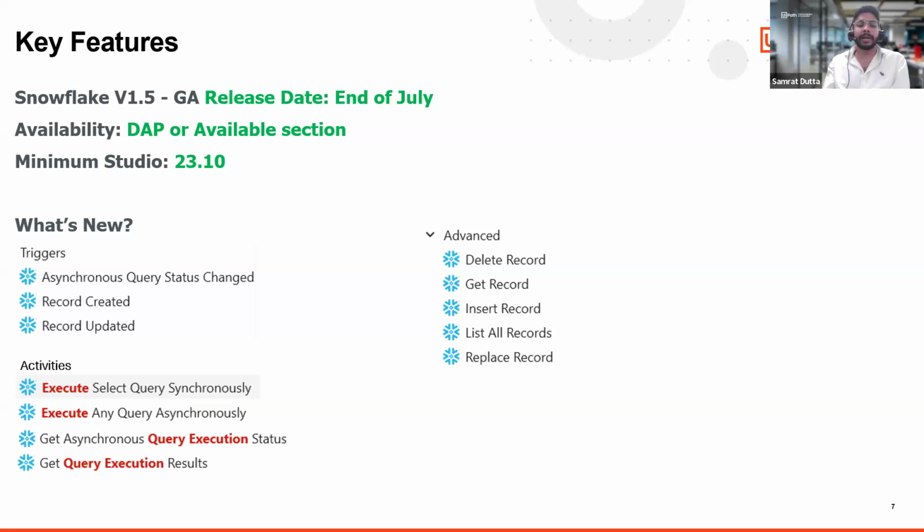So we came up with an activity to execute any query asynchronously. You can literally run any query in there, and it will return a query ID to you. Using that query ID, you can figure out what the execution status is, whether it has successfully completed, or it has ended up in an error state, or is still running, and so on and so forth. And once it is successful, you should use the same query ID to get the results.